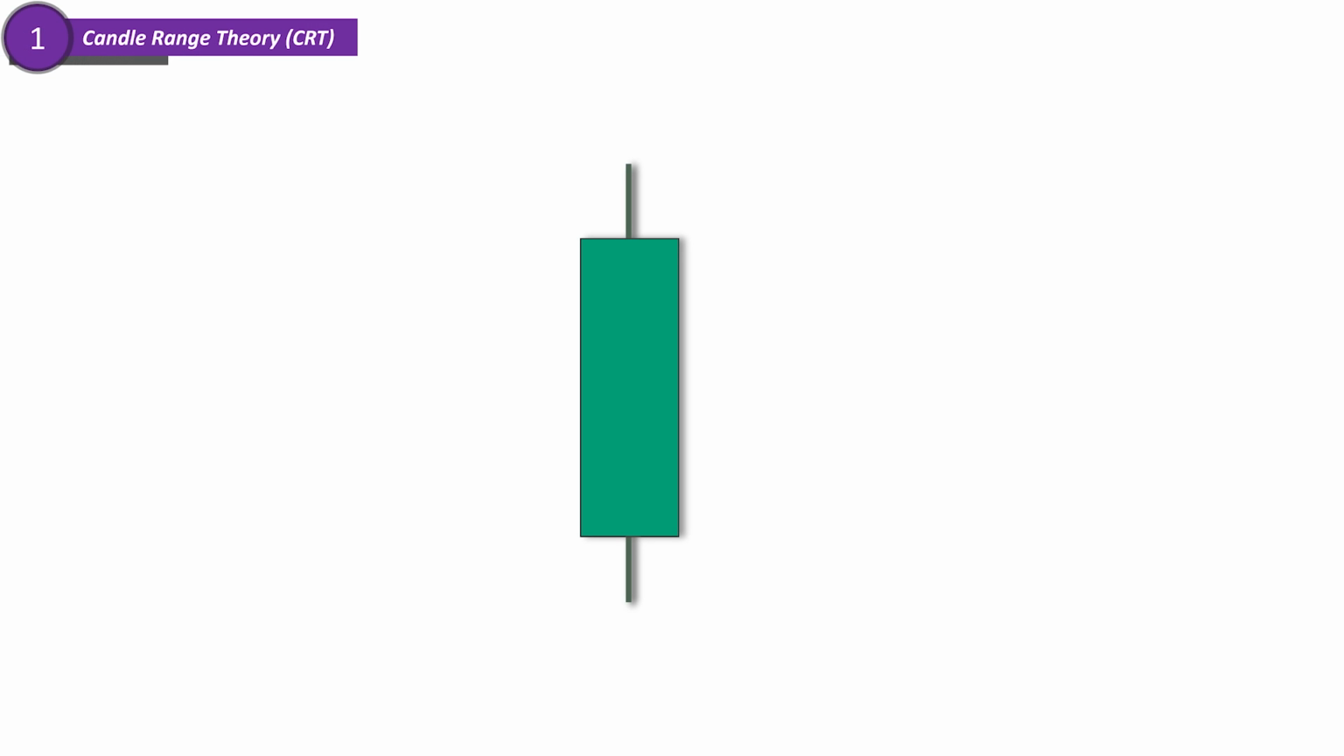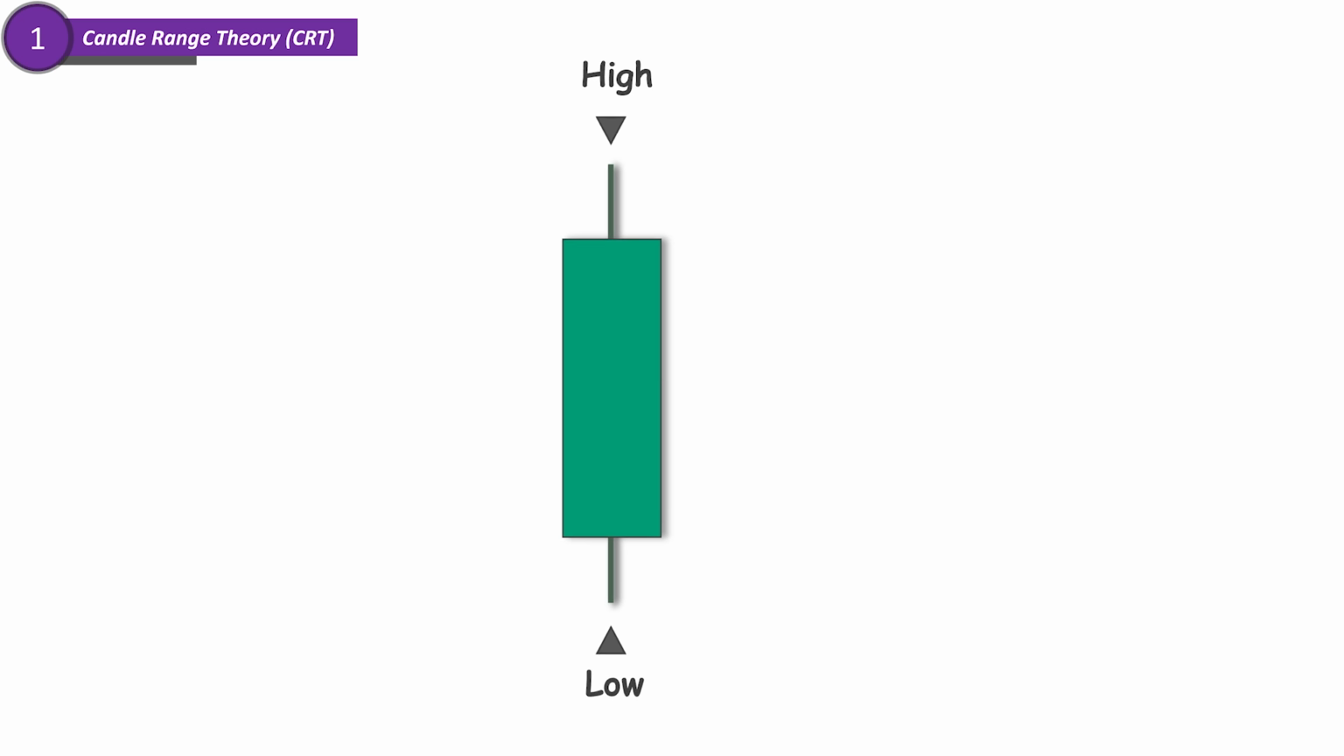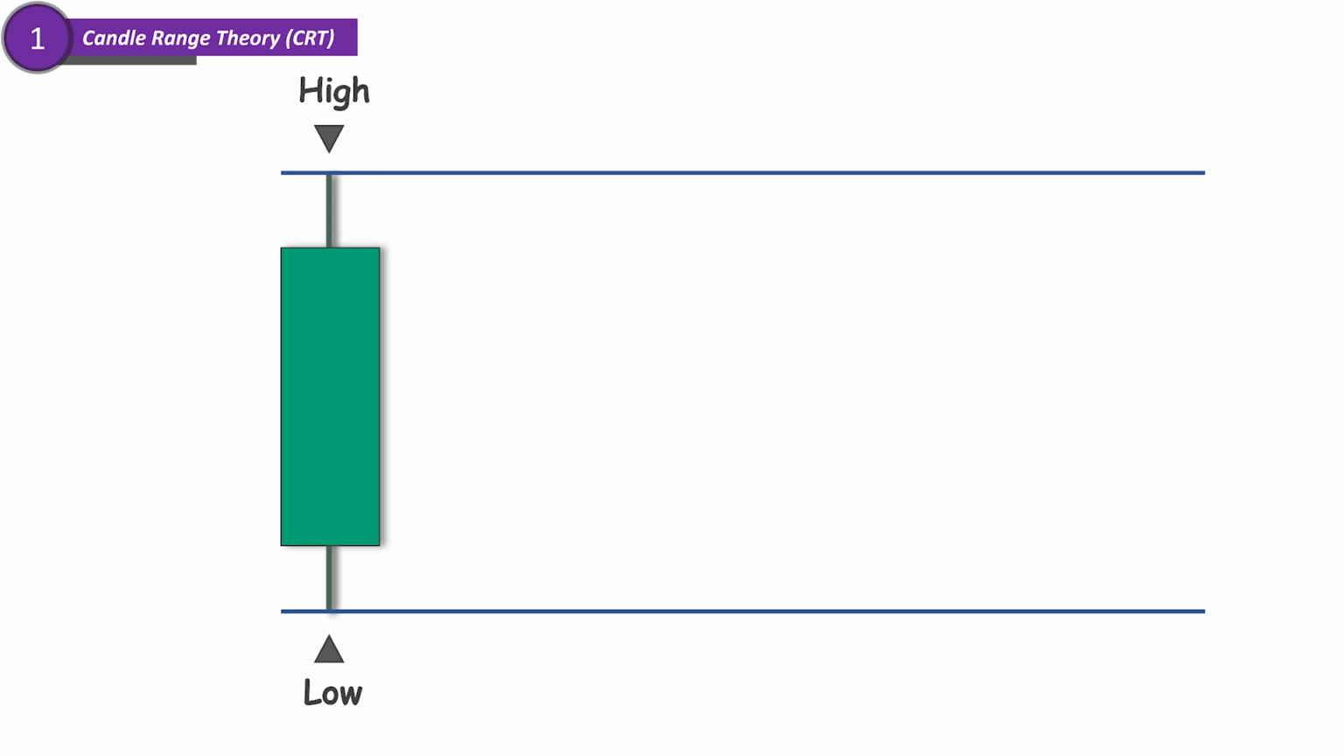So, what exactly is the candle range theory? Candle range theory, or CRT, is a trading concept that focuses on the price range, high to low, of a single candlestick on the chart. The general idea behind this model is that each candle represents a trading range.